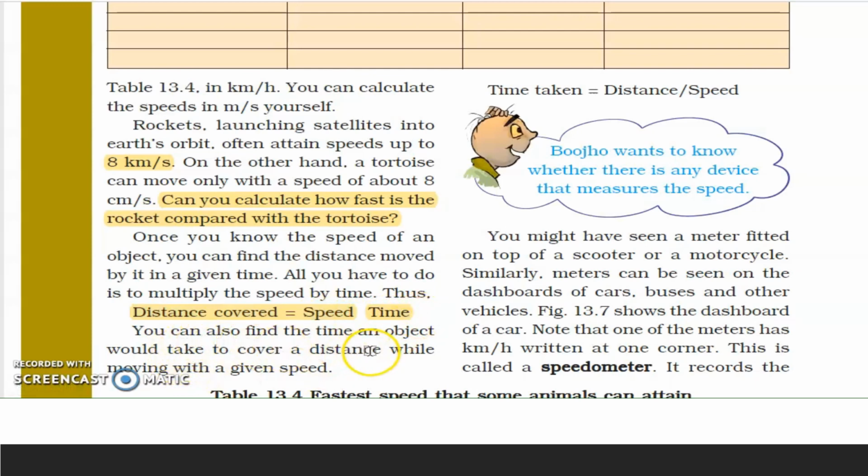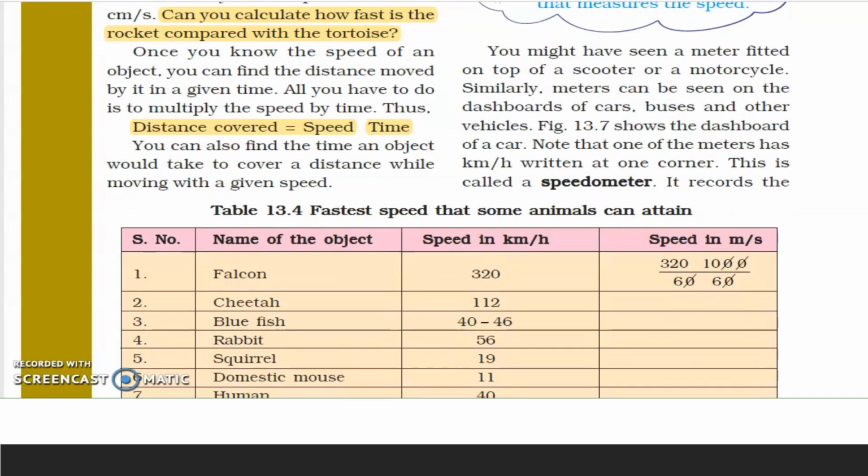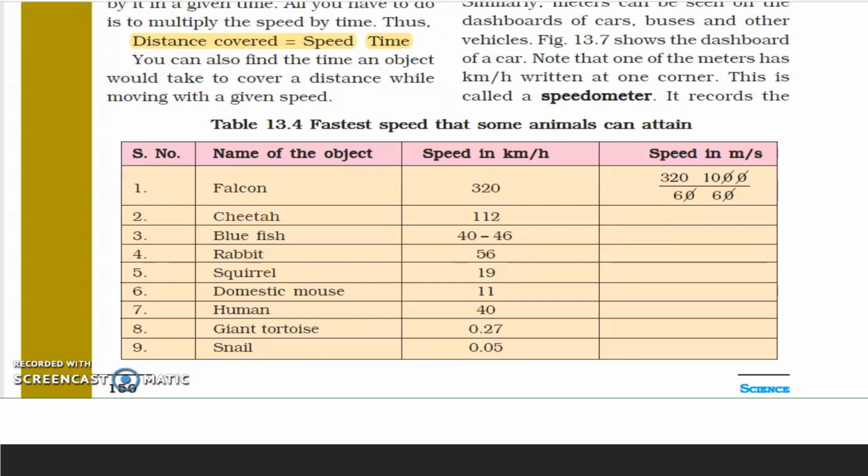You can also find the time an object would take to cover a distance while moving with a given speed. This is one example showing you how you can convert the speed. I told you that if one is given in kilometer per hour and one is given in centimeter per hour, it will be difficult to compare unless we convert them into the same unit. So here is one example showing you how you can convert kilometer per hour to meter per second.